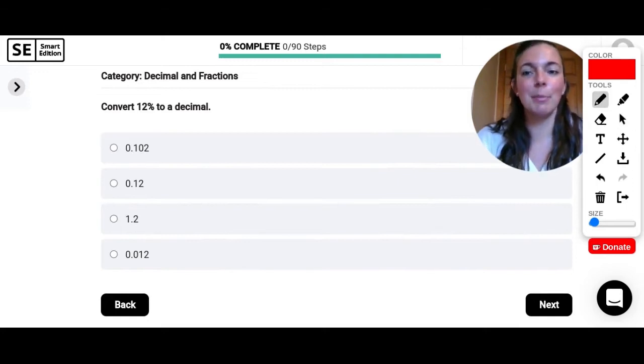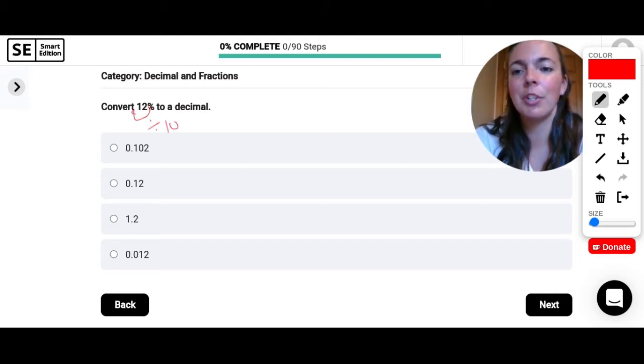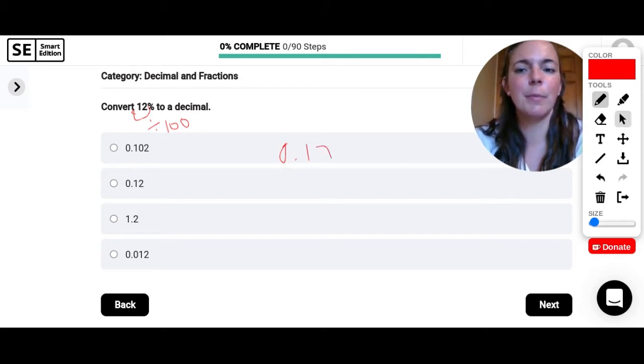Convert 12% to a decimal. I'm seeing this one come up a lot, so important for us to remember. All we have to do is swoop to the left twice. That also is the same thing as just dividing by 100, if that feels helpful. So this should be 0.12. Okay, 12% as a decimal is 0.12.